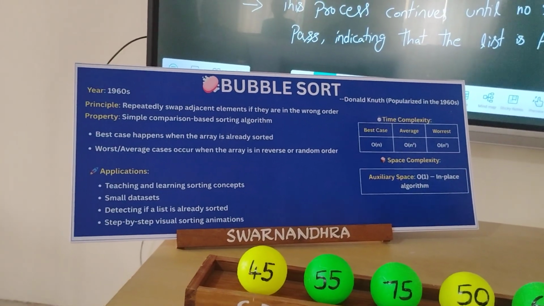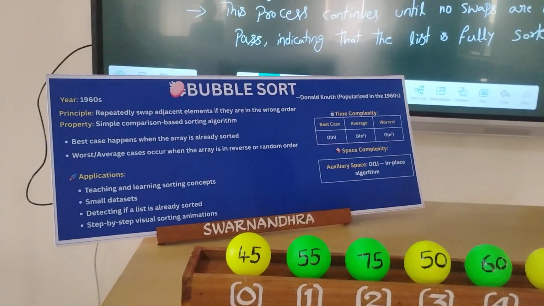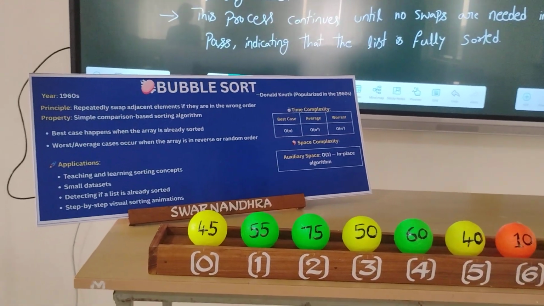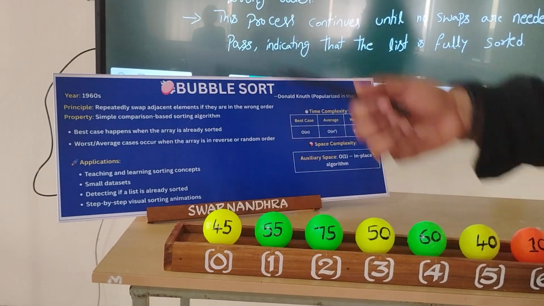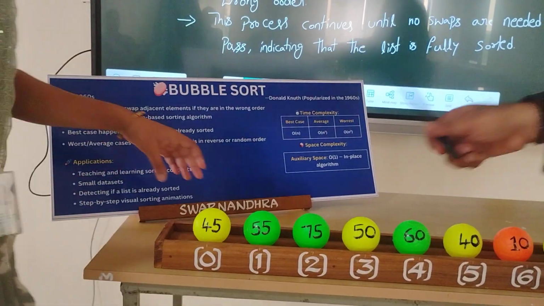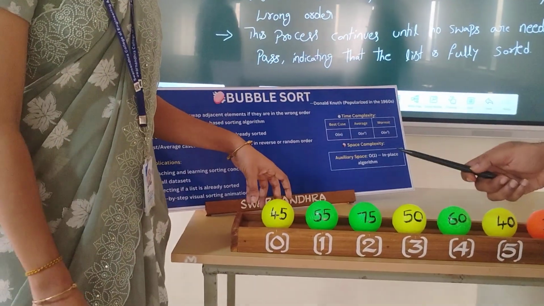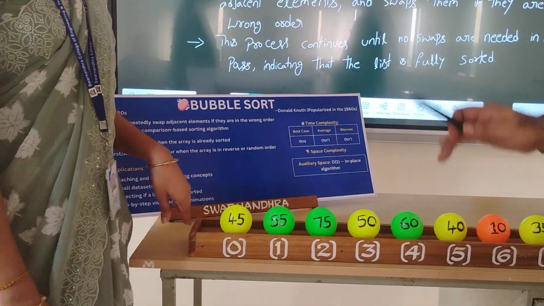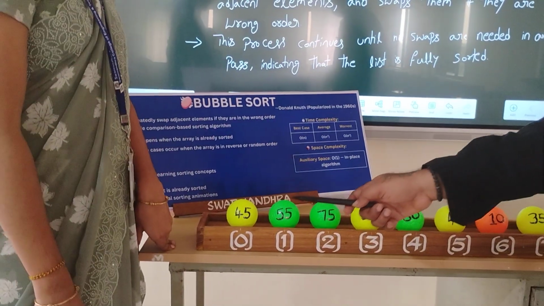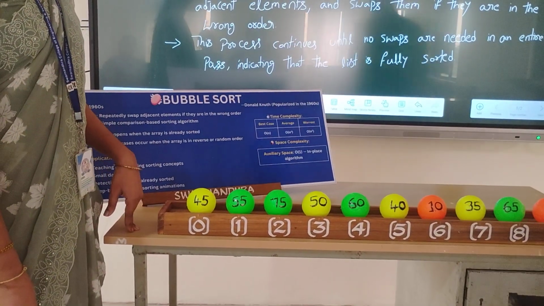Now, students, as an active learning process, we are applying the bubble sort technique. What is the basic principle of bubble sort? This is a simple sorting algorithm. You check the adjacent elements.